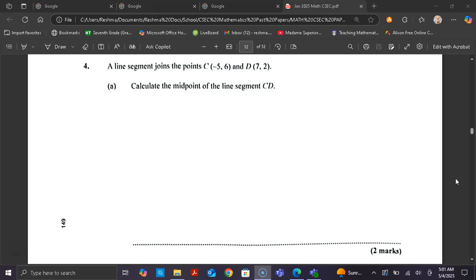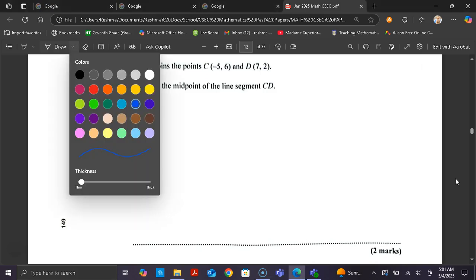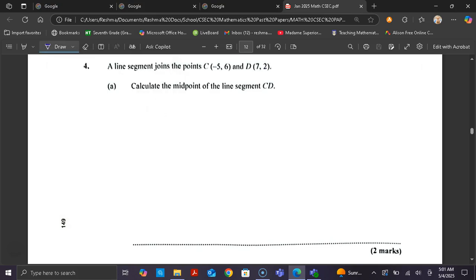So this is easy enough. All we need to remember is our formulae, and please do not mix up, I tell my students this all the time, do not mix up the formulae for midpoint and the formulae for gradient of a line, as well as the formula for length of a line segment. They're very similar, so just make sure you know each formula.